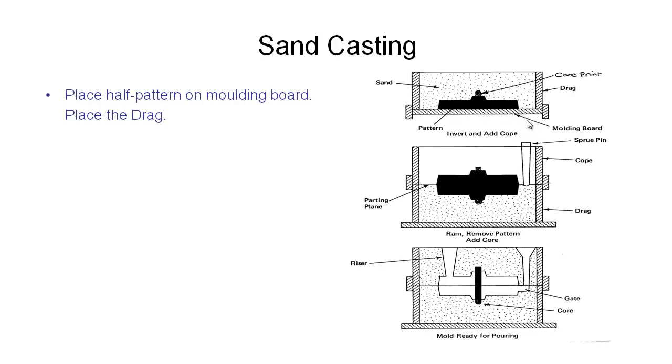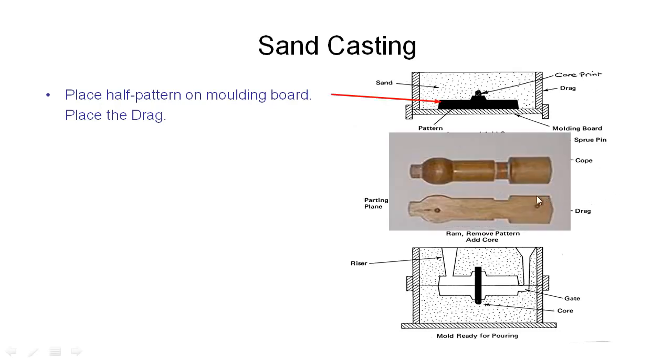So if we put that around there, we can then start filling up this region above our pattern with the sand. So we'll put that in and we'll compress that down with a tamp, and we'll build the sand all the way up to the top of the drag, which is up here.